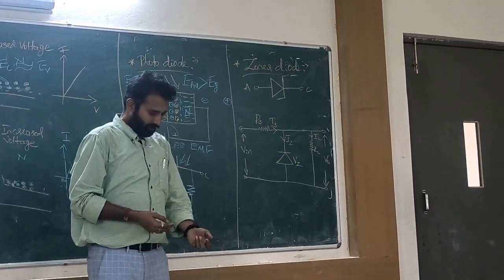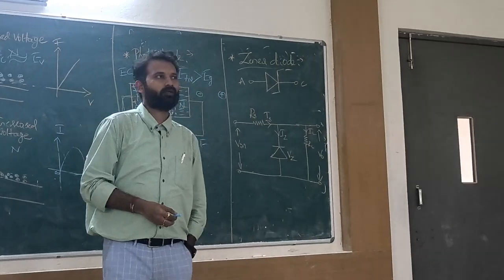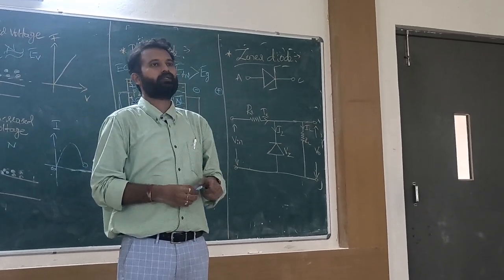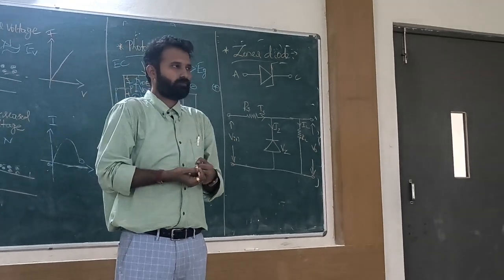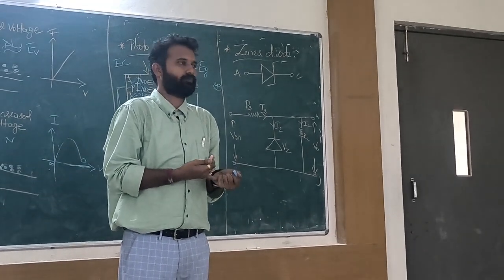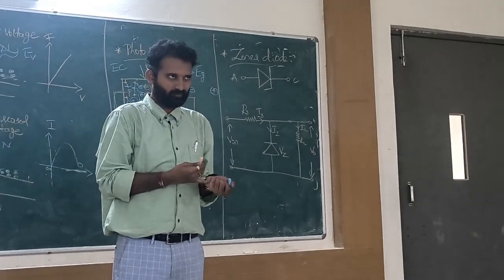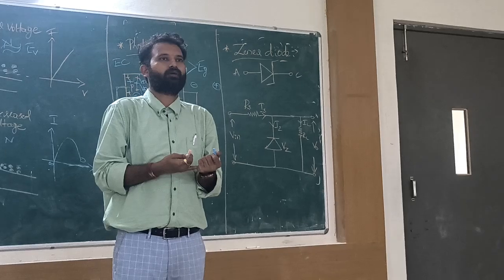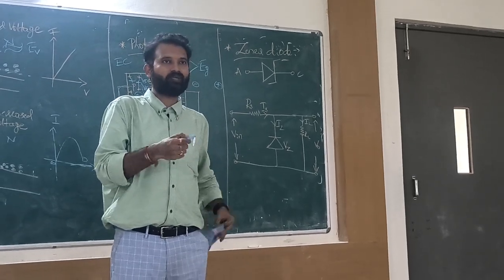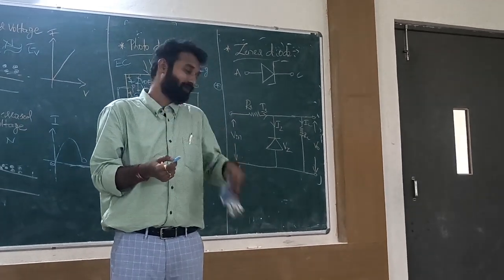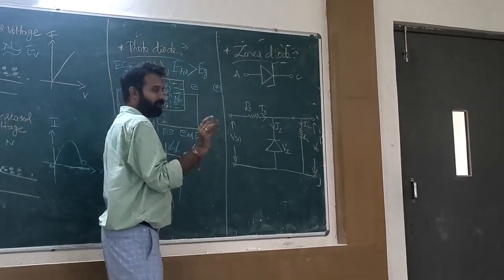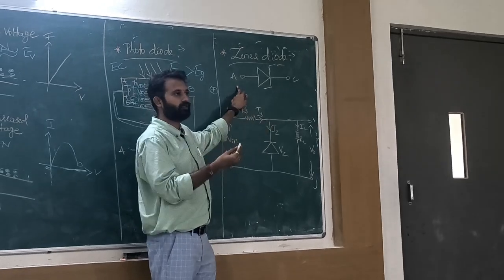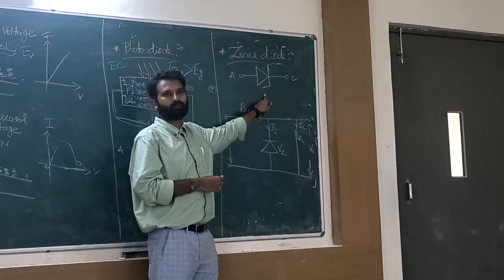Let me explain the Zener diode. Listen here. We know the PN junction diode. How does current flow in a PN junction diode, from cathode to anode or anode to cathode? Always keep in mind, in a normal PN junction diode, current flows from positive to negative. Current will flow from anode to cathode.